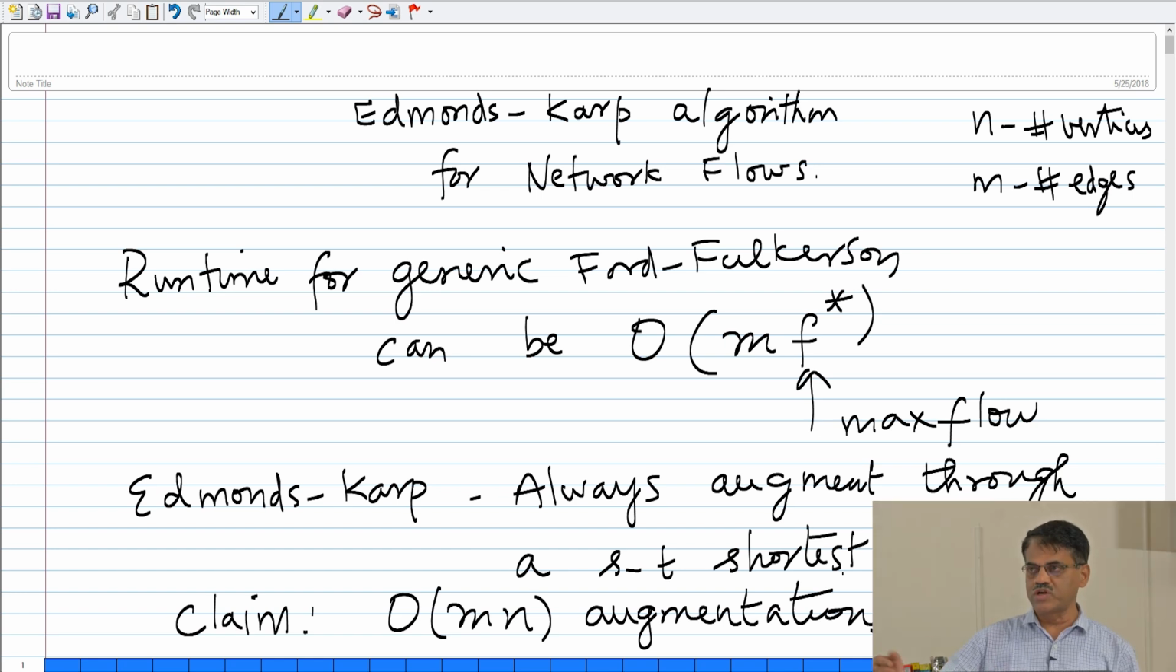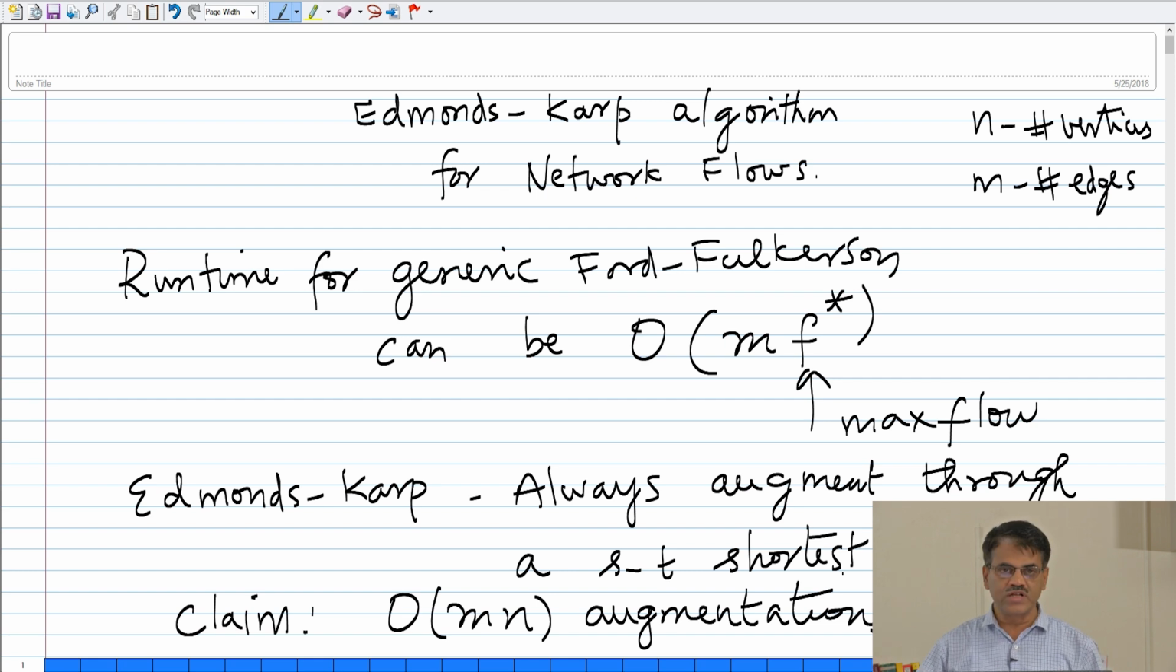How do you construct a residual network? For every edge, if the flow is positive, you add a residual backward edge with that flow as the capacity, and if the flow is full, then you don't add the forward edge, but if the flow is not full, you add an edge in the forward direction with the residual capacity, right? This is exactly the residual network. So you have to look at every edge and do this to construct the residual network.